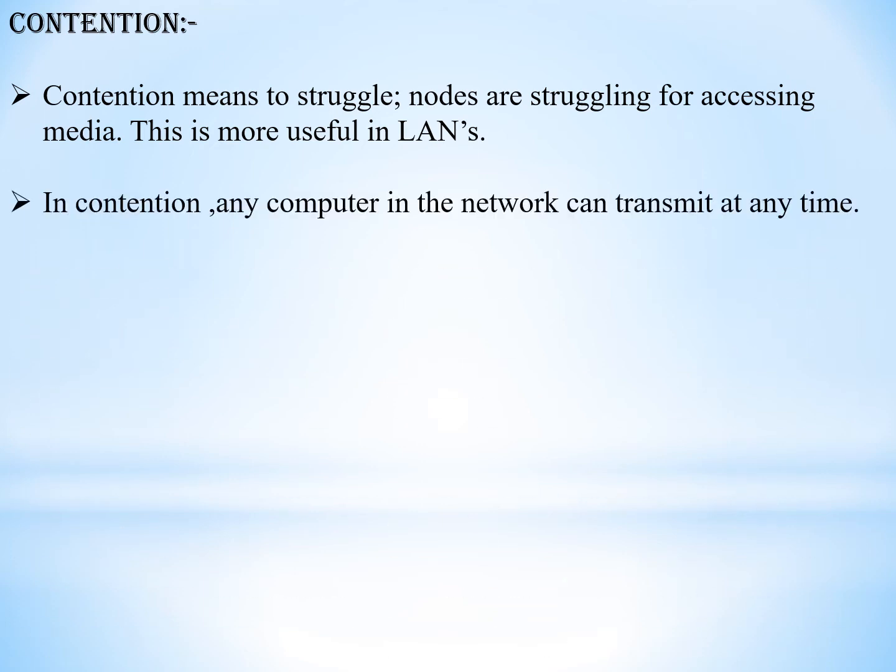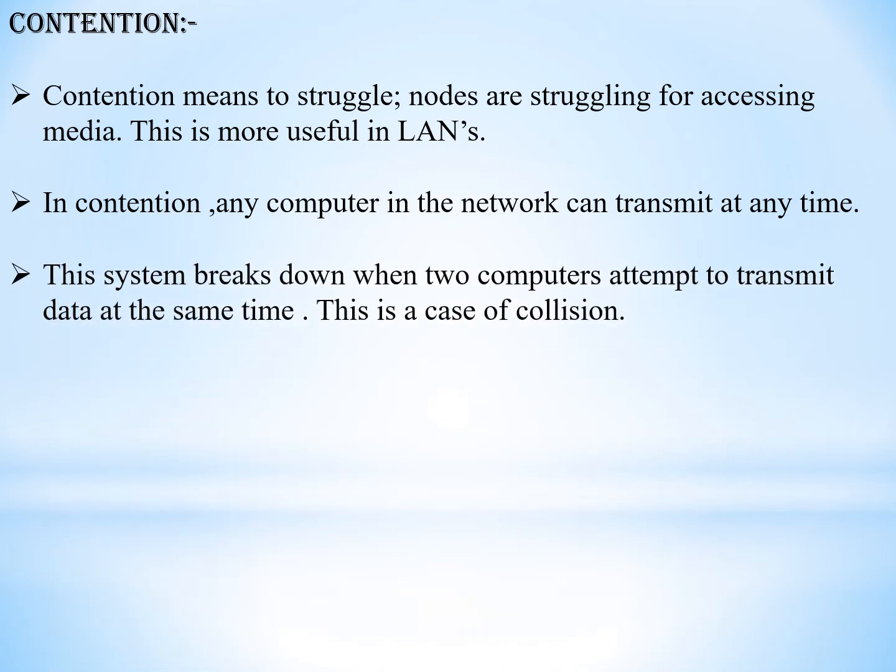In contention, any computer in the network can transmit data at any time. This network breaks down when two computers attempt to transmit data at the same time. This is the case of collision. So as we have already discussed earlier, when two people are fighting with each other, there is a collision.